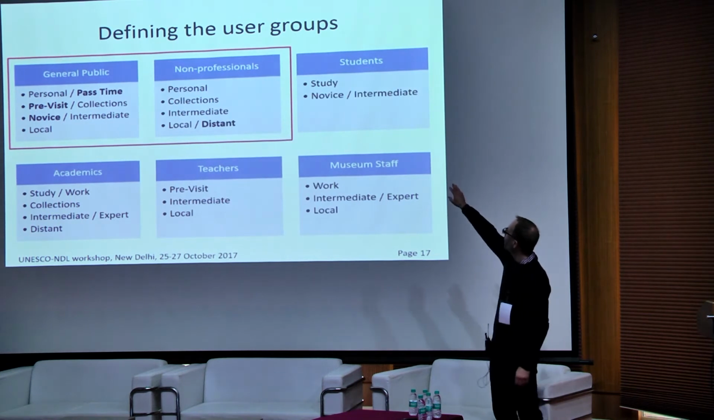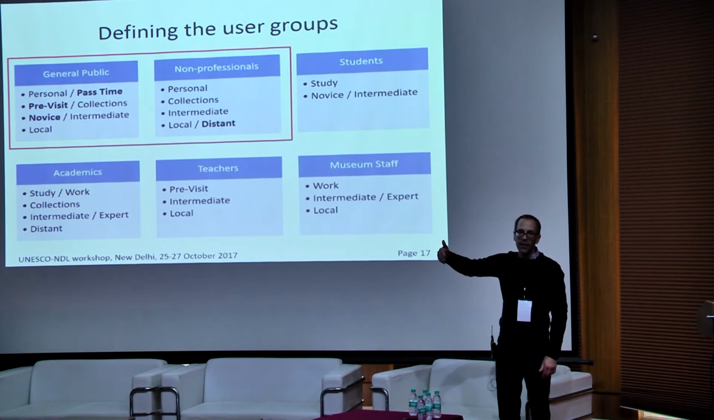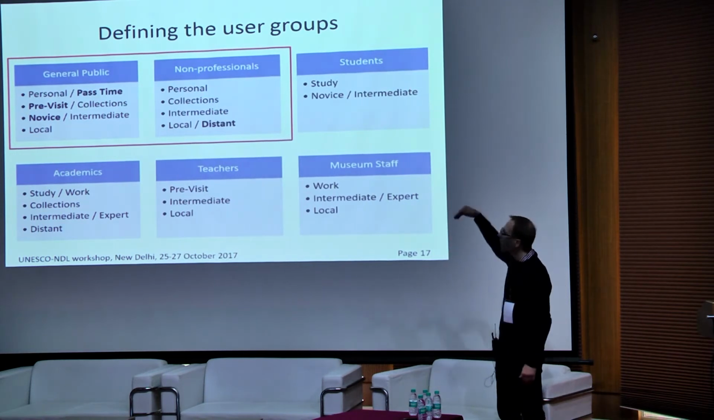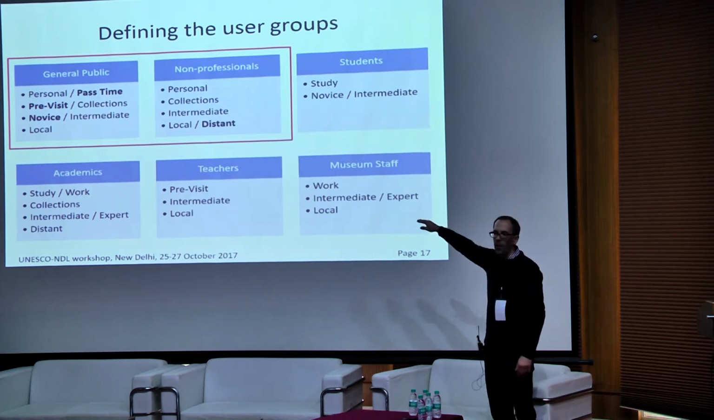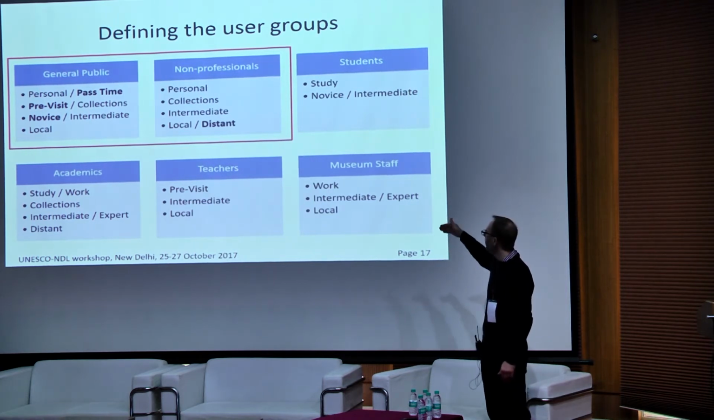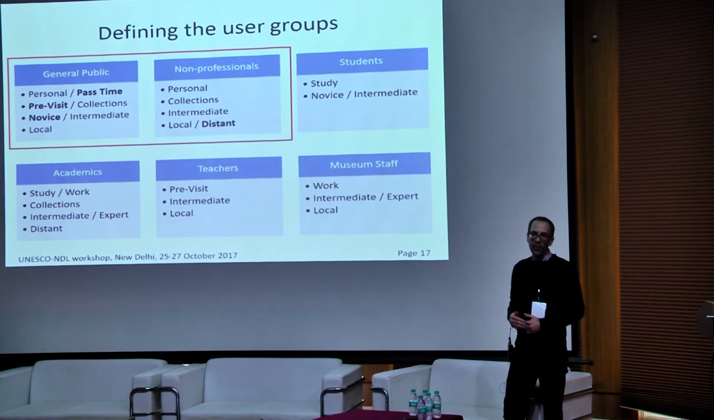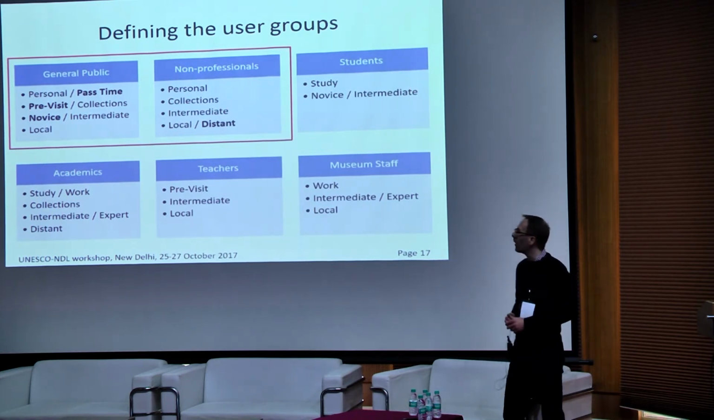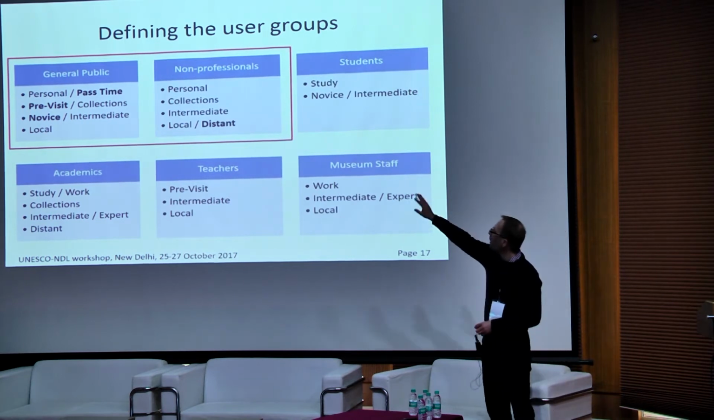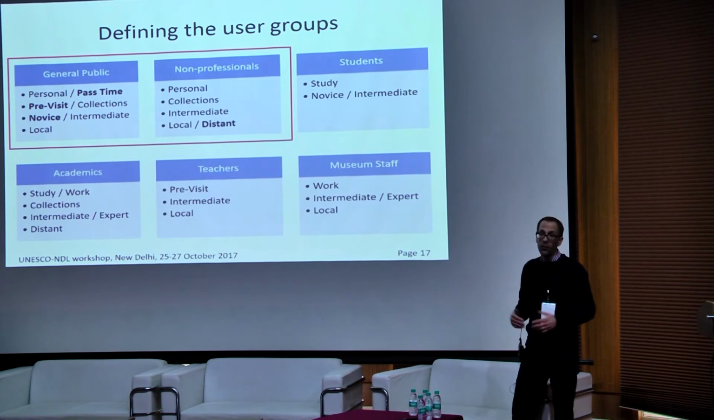So for example, you look at the students typically identify that they're there to study. So that's their kind of motivation. They would class themselves mainly as novice, intermediate, versus the museum staff who are there for work purposes, intermediate, expert. The local bit indicates their distance, their proximity from the physical museum. So a lot of museum staff are local because they either work in the museum or work in some of the local museums. Versus the kind of general public, non-professional, general public typically there for personal reasons and to pass time.